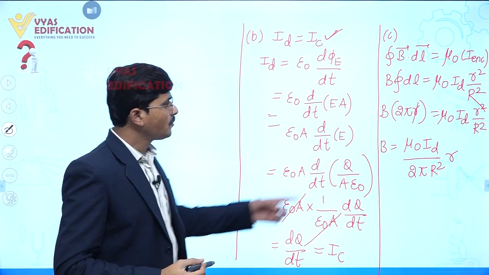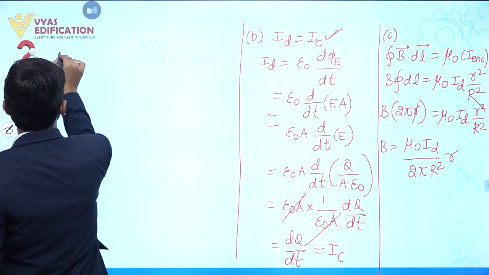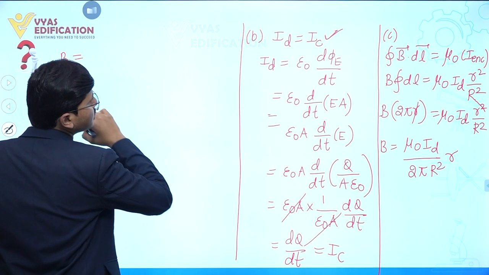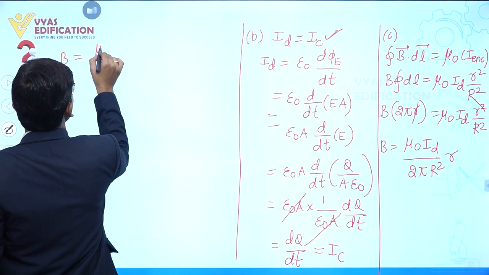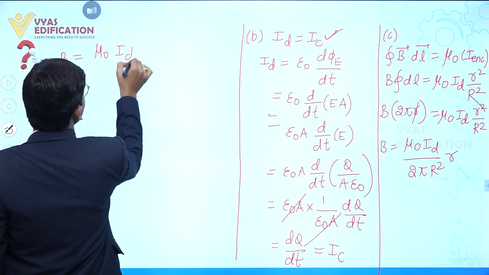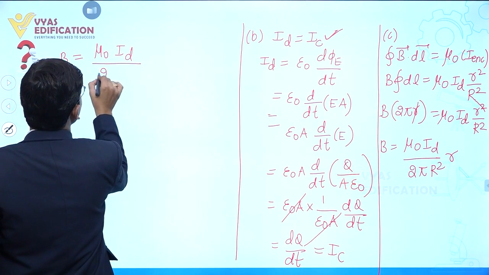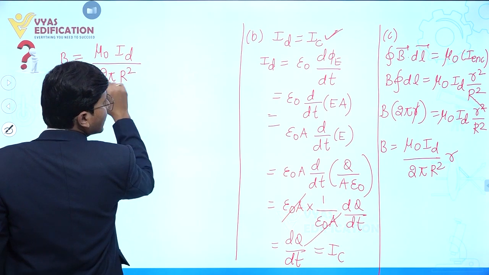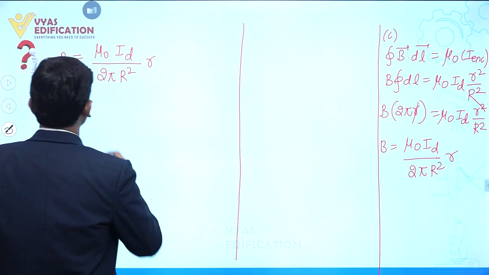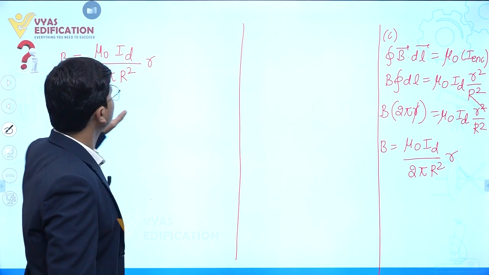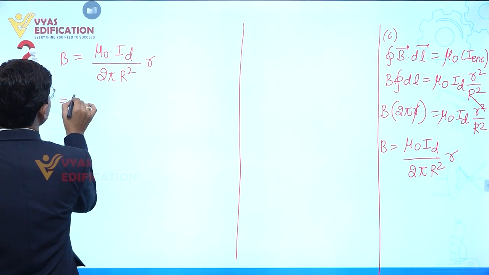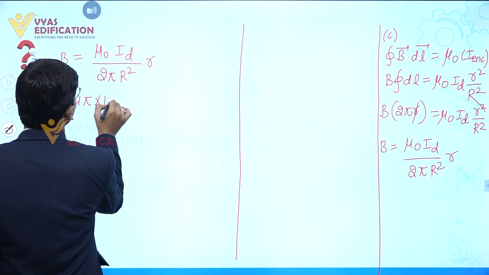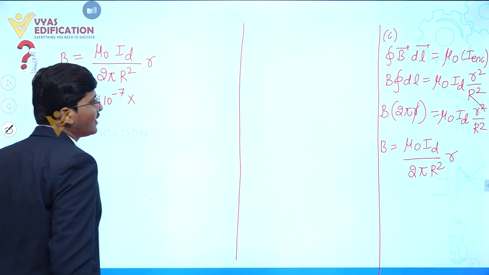Yes. So from here we can say this value is given to you as B. B is given by mu naught I_D divided by 2 pi R square, and we can say this is smaller. So student, now in this formula we have B equal to mu naught I_D upon 2 pi R square multiplied by r. Now I can put all values. Mu naught is given by 4 pi into 10 to the power minus 7, into I_D.